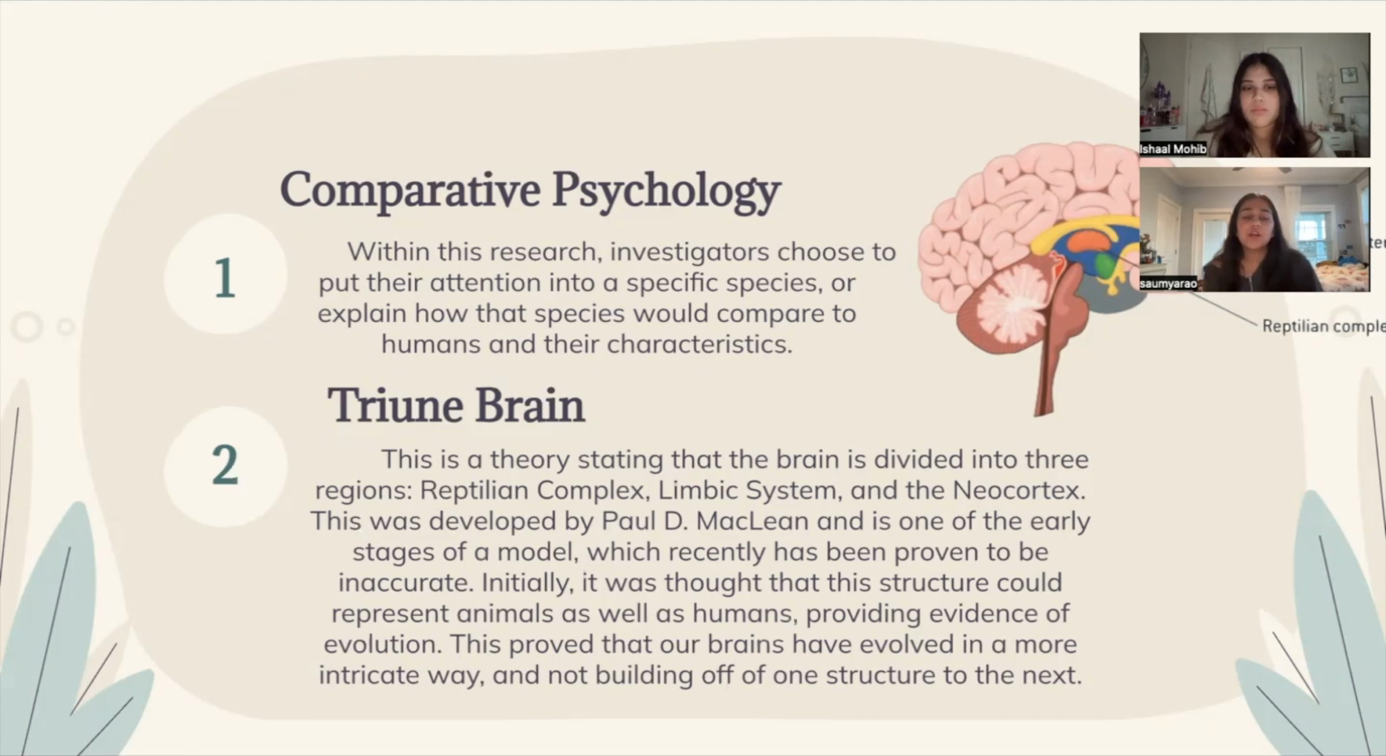Additionally, there's a theory called the triune brain, which states that the brain is divided into three regions: the reptilian complex, the limbic system, and the neocortex. This was developed by Paul D. MacLean and is one of the early stages of a model. But it has been proven to be inaccurate. Initially, it was thought that this structure could represent animals as well as humans, providing evidence of evolution. However, we have proved that our brains have evolved in a more intricate way and they have not built off of one structure to the next.